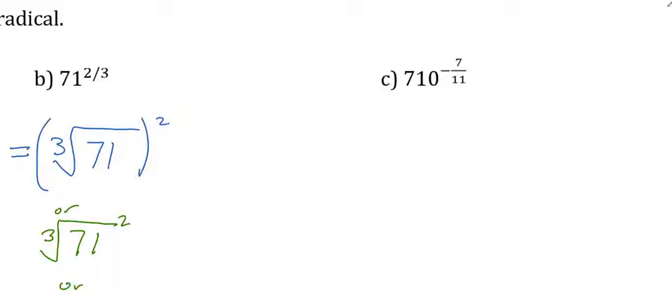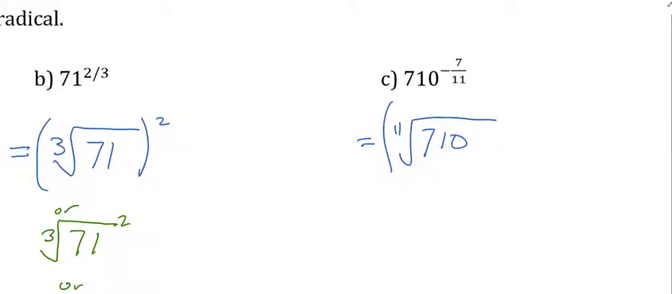What about this one? If you're not sure where to start, you could start with taking the 710, which is the base, and putting it inside there. And then you have to think, what do I do with the 7 and the 11? So the 11 is in the bottom, so it goes here. And whether you use brackets or not, however you decide to write it, the 7, and I have to include that negative, so I'm going to put the negative on the 7. You would not put the negative on the 11 in there, ever. Everybody good with that? Writing as a radical.